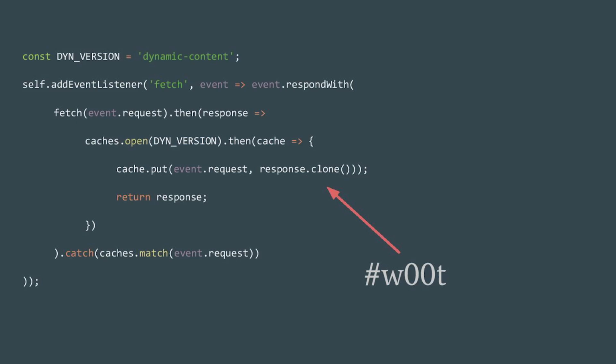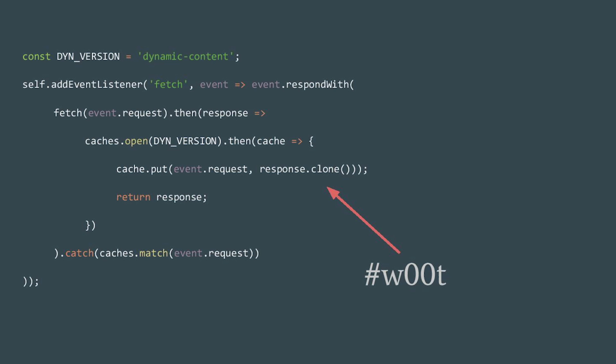First of all, we have another version for the dynamic contents, so it doesn't interfere with our static assets. And we immediately forward the request to the network, and inside the callback in the then method, we open our cache with our current version and update the cache that matches the requested resource. And we have this funny thing here. We have to clone the response.